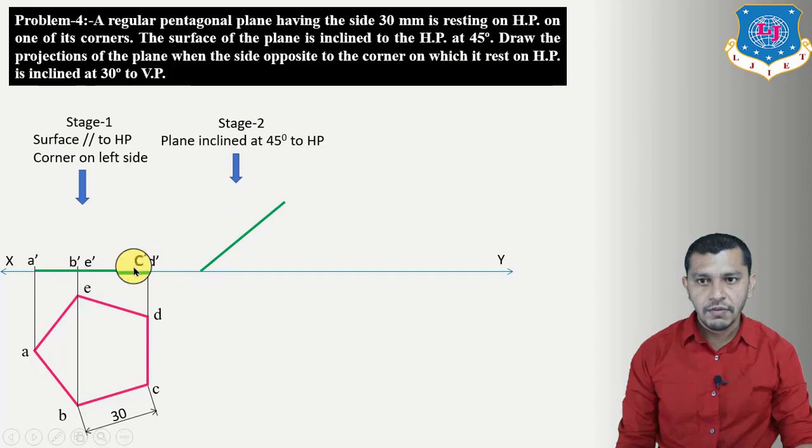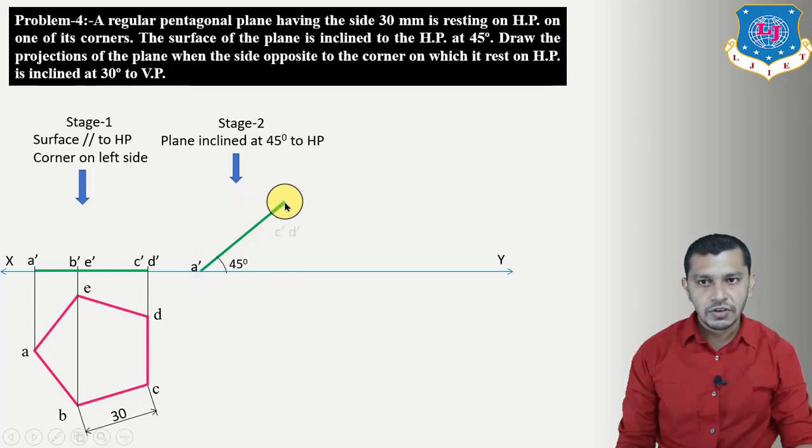So redraw this elevation over here at an angle of 45 degrees by taking A dash on the XY reference line. Now why have we taken A dash on the XY reference line? Because it is resting on one of its corners and we have selected corner A. So whenever any corner or any point is on the horizontal plane, then the elevation of that point will be on the XY reference line, and we have taken the corner A on the horizontal plane. So we will get the elevation of that point on the XY reference line. So we have marked A dash on the XY reference line.